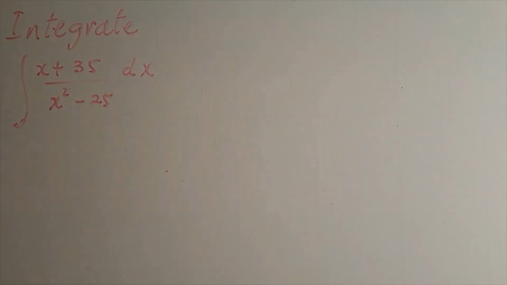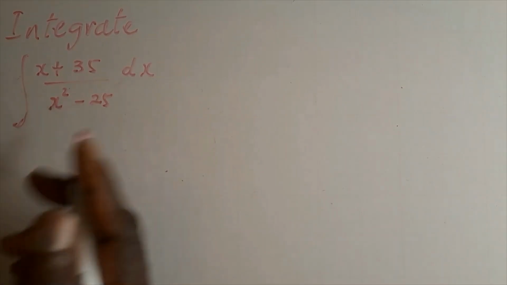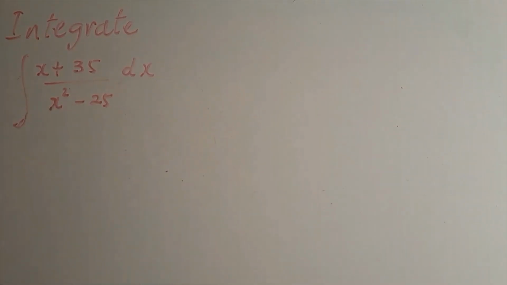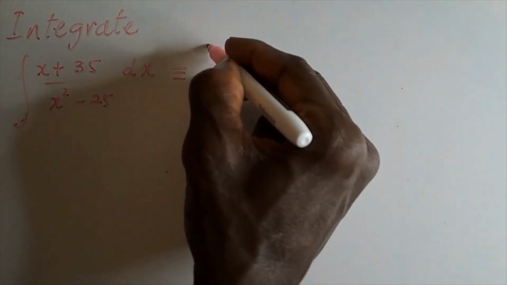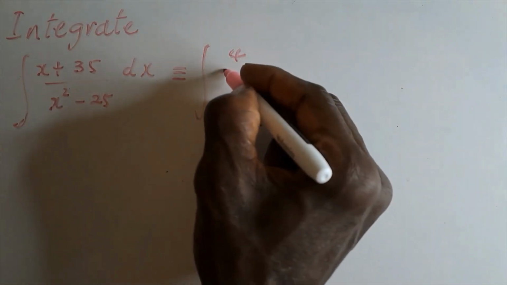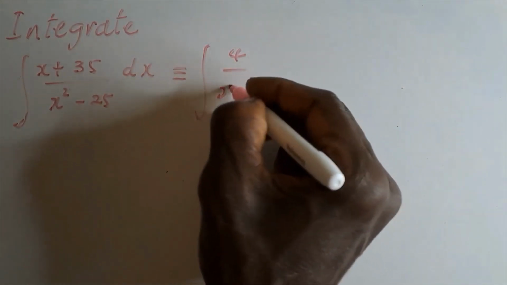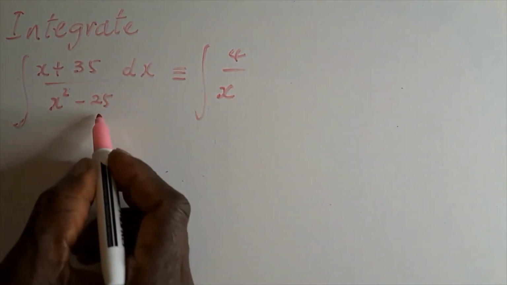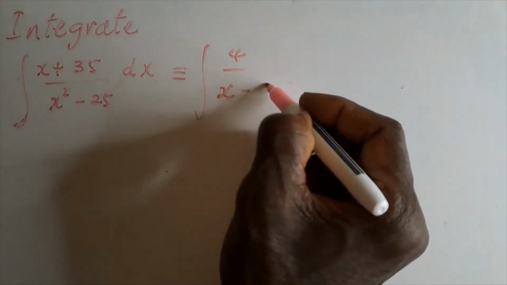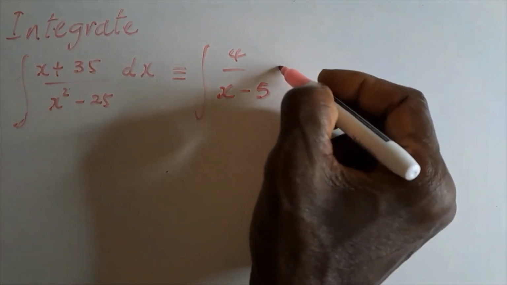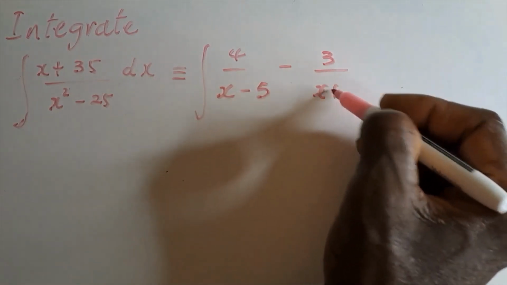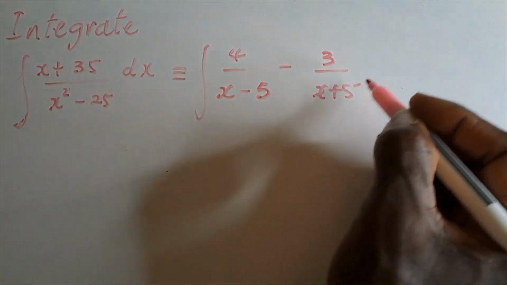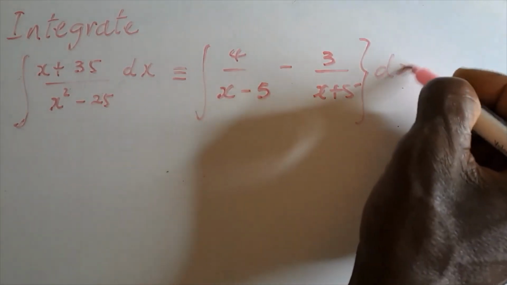Hi, how do we go about integrating this algebraic fraction? Well, first we'll rewrite this using partial fractions. So this now is equivalent to the integral of 4 over x minus 5, we have a difference of squares here, and we have minus 3 over x add 5, all of this dx.